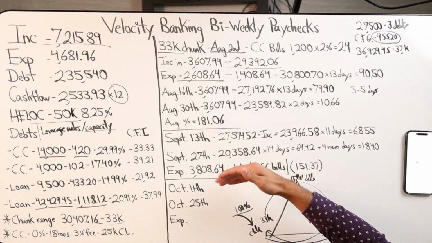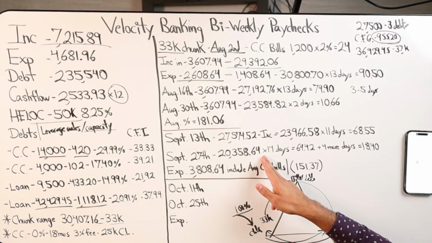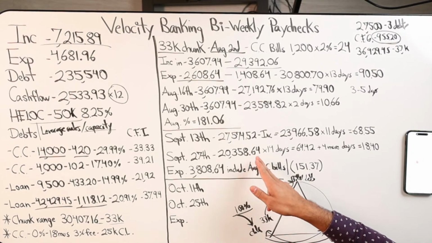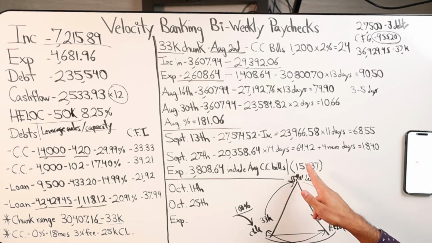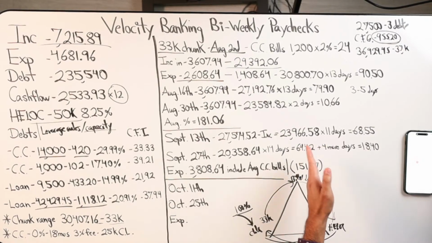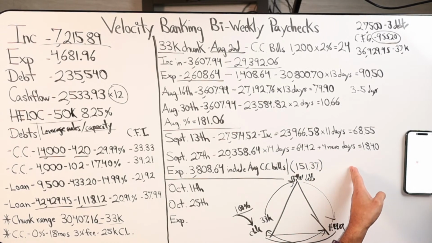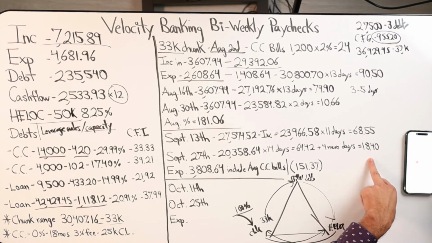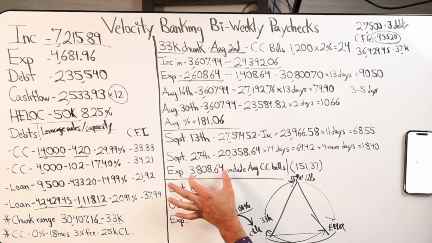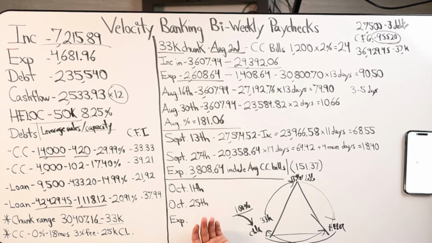3,607.94 on the 27th goes in, so the balance is at 20,358.64, right? Times that 14 days, right? So you should get 64.42, then add another 4 more days, okay? And you should get $18.40. I already took expenses out at the very top of the month, even though that's not what's happening, right?